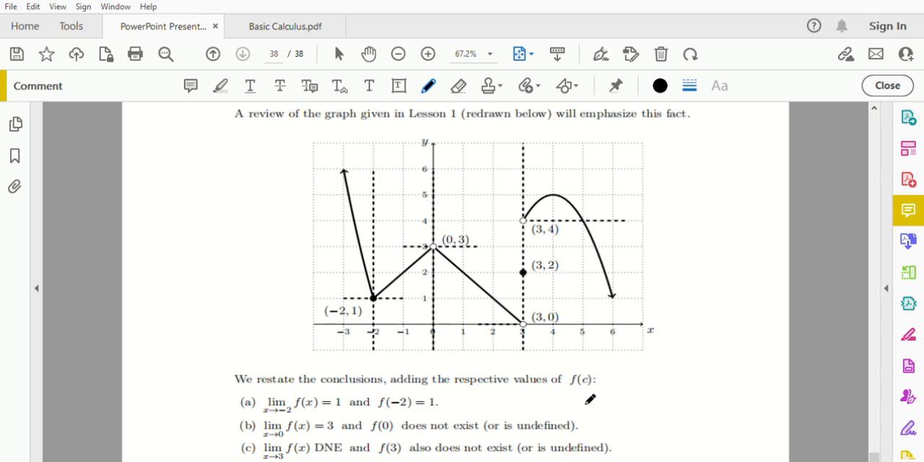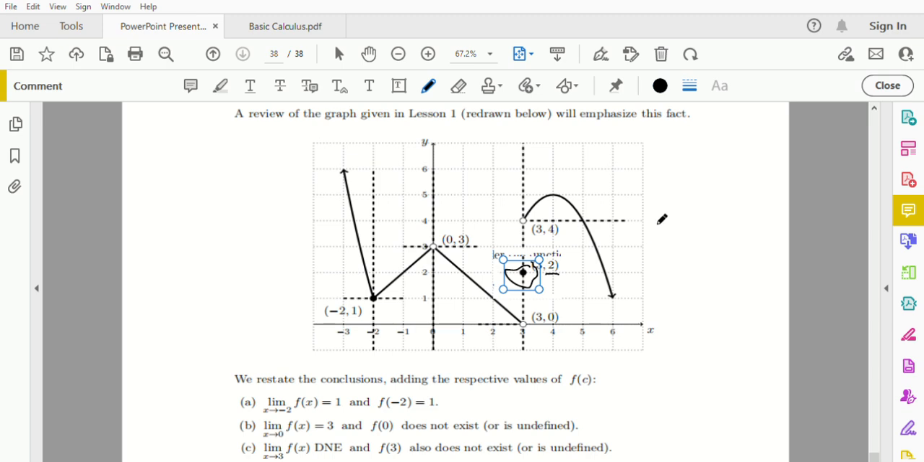It also does not exist, or it is undefined, based on this graph. This is based on the PDF of the teaching guide for senior high school. But of course, based on this illustration, there is a point here. It is shaded. So therefore, f of 3 is equal to 2. So f of 3 exists and it's equal to 2. It is not undefined.